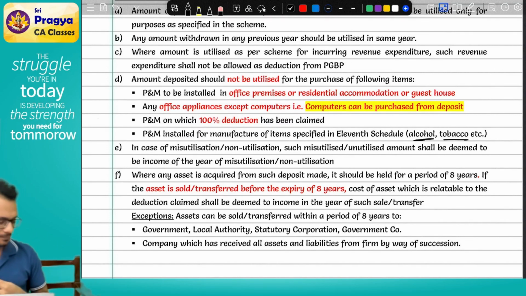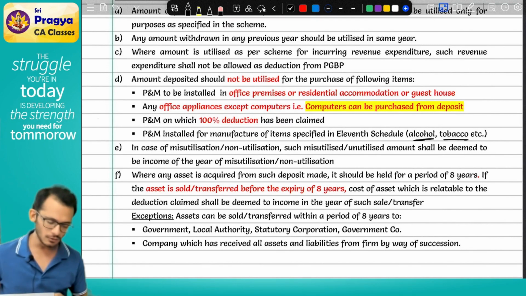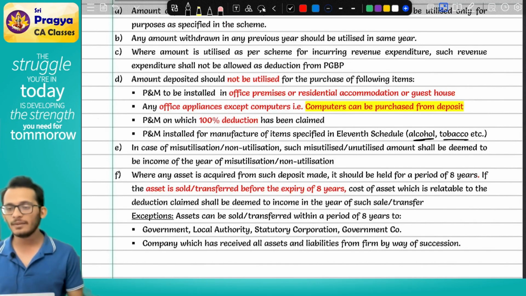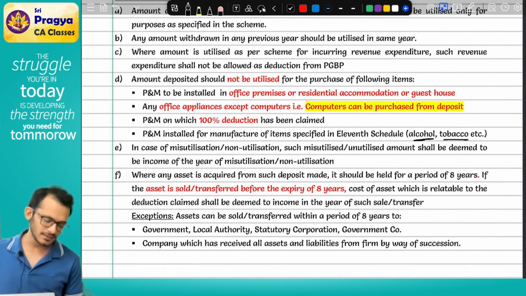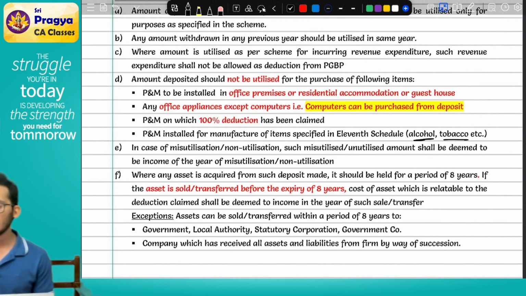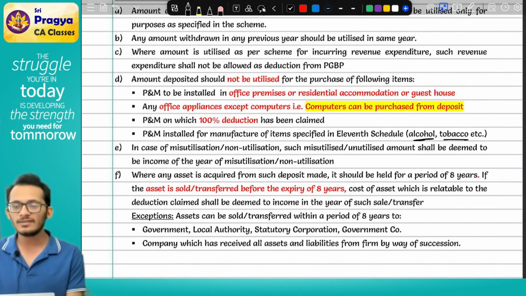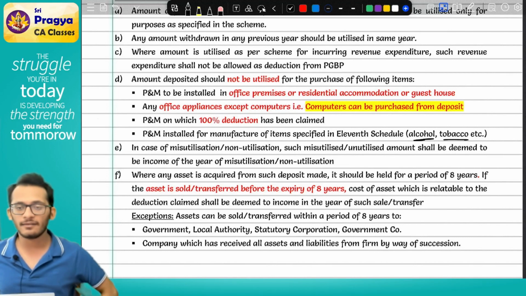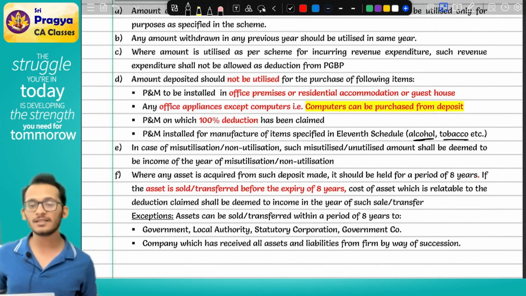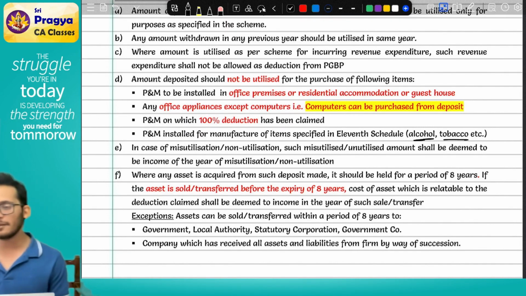Yes or no? Yes. Exceptions: you can sell the assets within 8 years also if it is given to any government, local authority, or statutory corporation. If the government itself is asking for the asset, can you say no? No, you can't say no. So give it off. Next, any company which has received all assets and liabilities from the firm by way of succession. Basically, the company has decided to amalgamate. Obviously, when the company is amalgamating, the assets will go to a new company. In that case, can you say the conditions are violated? No. You can say no problem, boss. The other person will take care of it. Because my company is ceasing to exist, the other person will take the deduction.